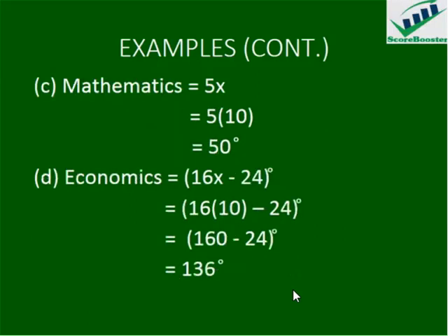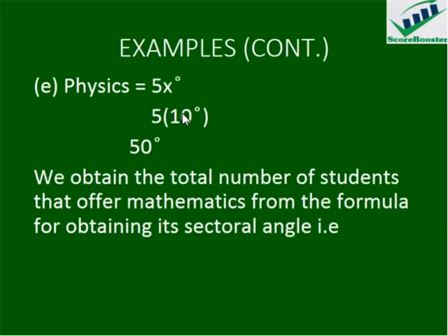So for mathematics it is 5x, so 5 multiplied by 10 will give 50 degrees. Economics is 16x minus 24, so that is 160 minus 24, which is 136 degrees. And the last subject, physics, which is also 5x degrees, equals 5 multiplied by 10, which is 50 degrees.